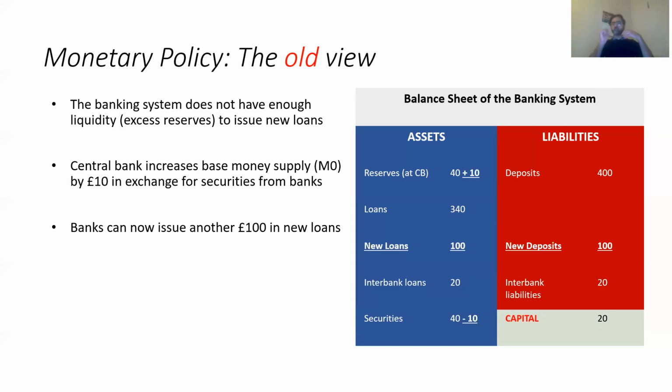So the way it works is, now all of a sudden, banks want to issue new loans. So what happens is that the supply of new loans increases.